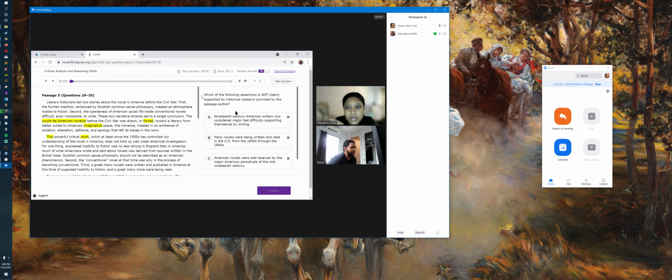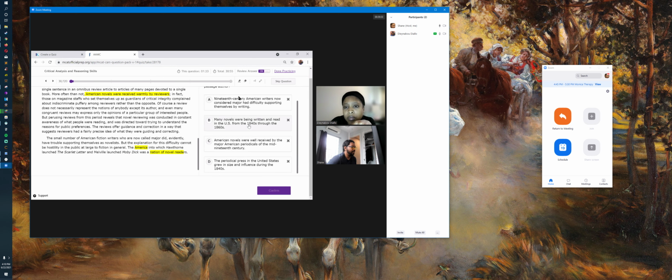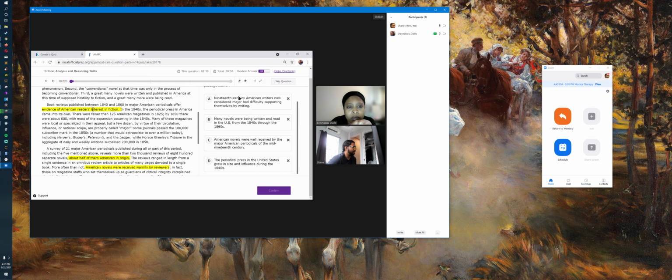For this type of question, we go through the choices and we look in the passage and we see if the choice is in the passage and supported by evidence in the passage. So let's see, 19th century American writers now considered major had difficulty supporting themselves by writing. They're saying that they evidently did have trouble. That actually doesn't seem like it is supported by historical research, but let's look at the other choices as well. Many novels were being written and read in the U.S. from the 1840s to the 1850s.